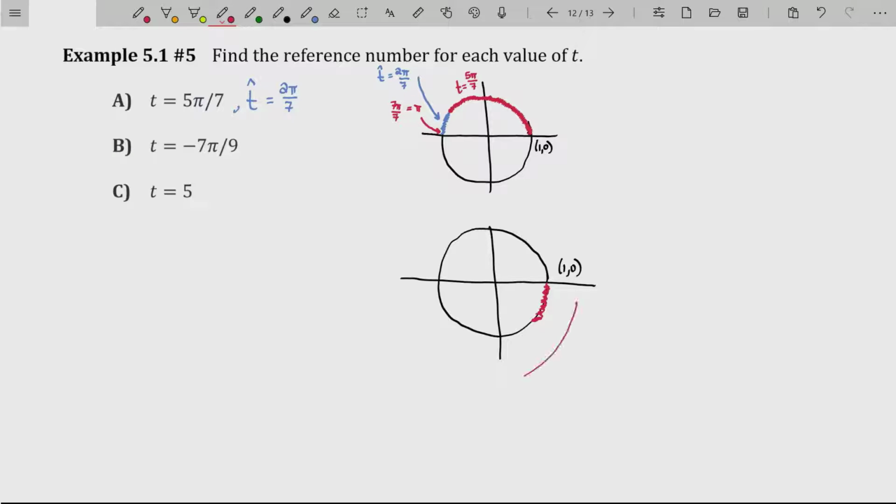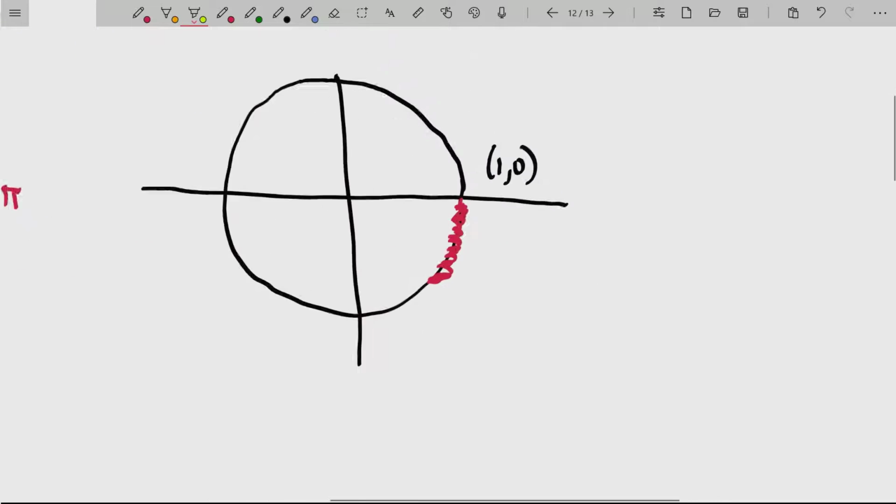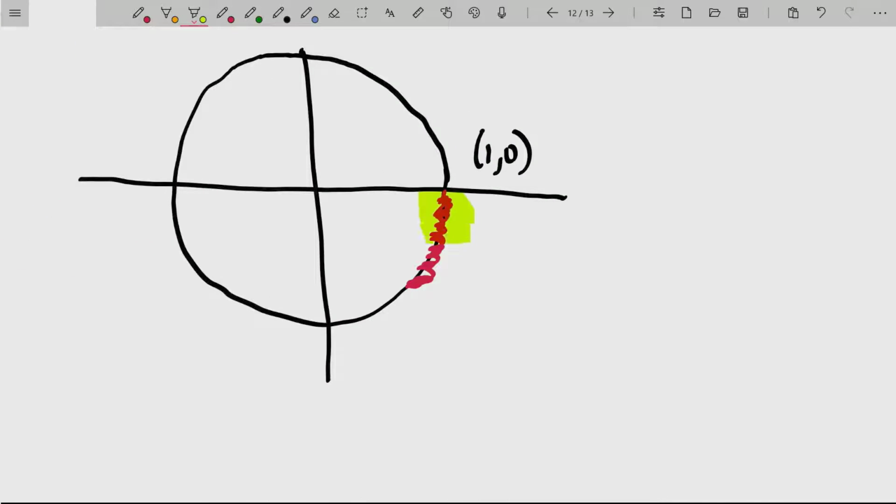Now, had I rotated all the way to here, it would have gone a negative pi, which is a negative 9 pi over 9. Notice how I'm constantly looking at these denominators to get my value of pi in terms of that denominator. So did we go a full negative 9 pi over 9? No. We did not go a full negative 9 pi over 9. We only went a negative 7 pi over 9.